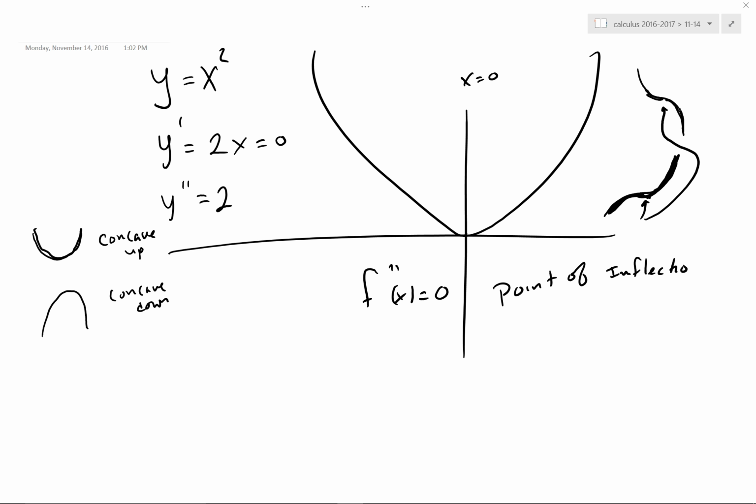Mr. Groom, x squared, I feel like this one's always concave up. You're right. So when f double prime is positive, the function will be concave up. And when f double prime of x is negative, it will be concave down.